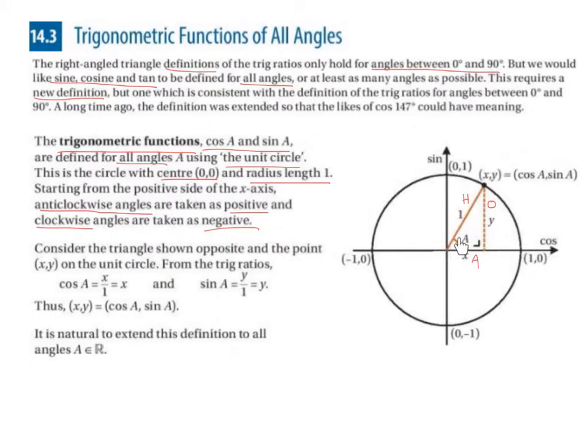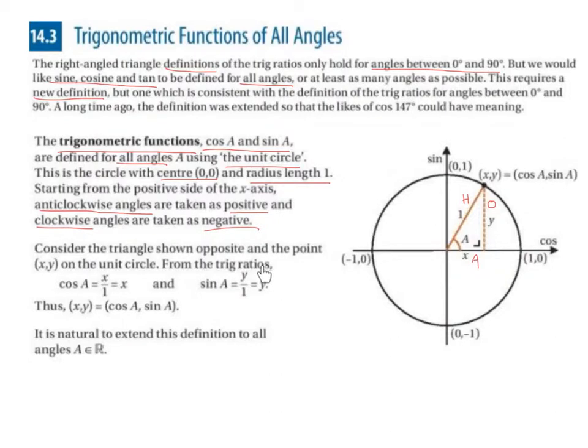We have angle A, and I'm going to label the y as opposite because it is opposite the angle, and this side of the triangle, which is opposite the angle, has been labelled as y because this is the point xy, so we can call this length y. The x has been labelled as A, the adjacent, and the 1, because remember it's 1 unit of a radius, has been labelled as the hypotenuse.